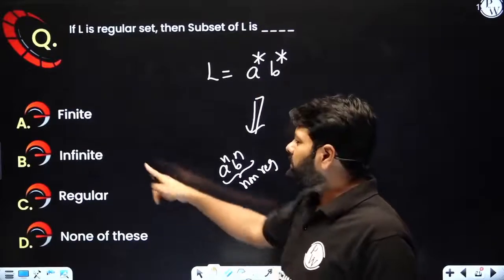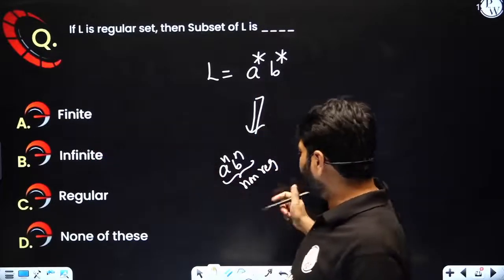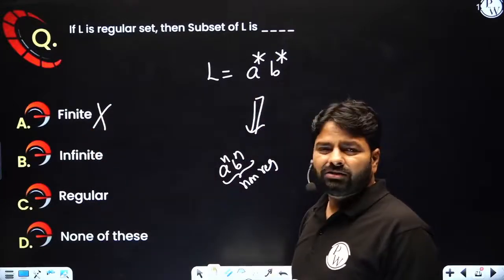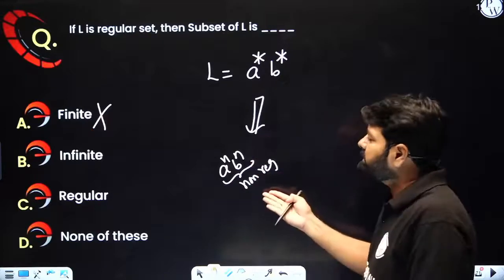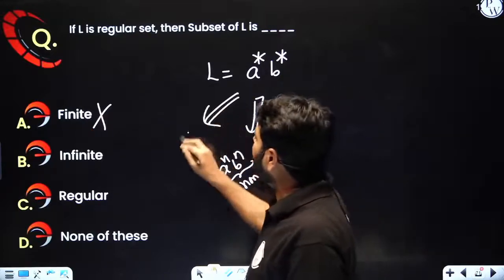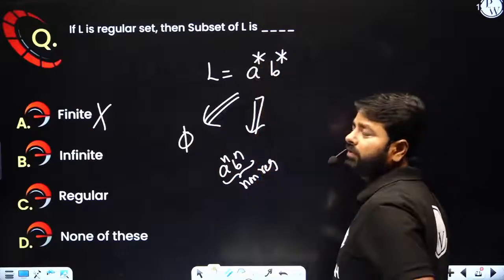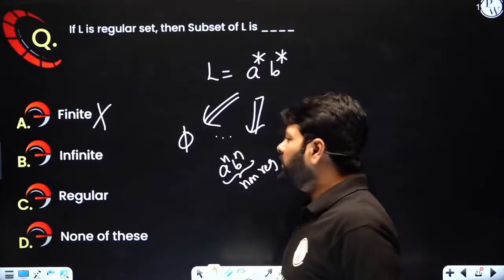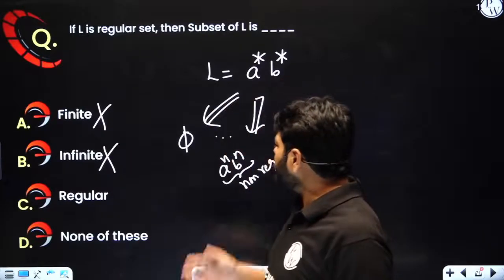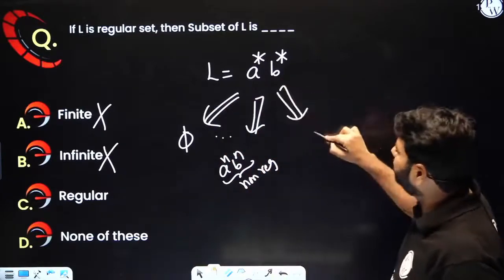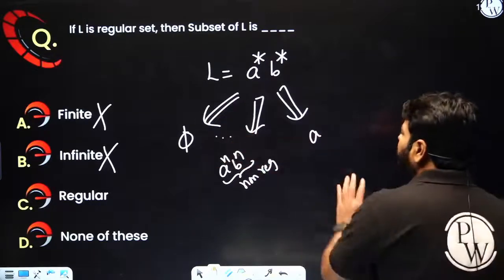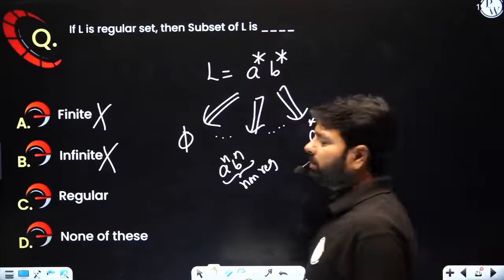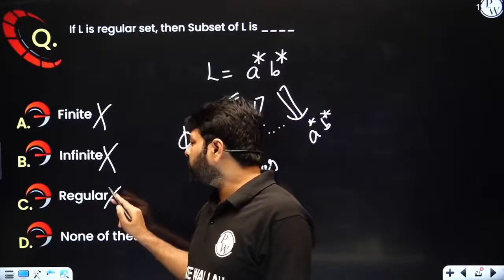But is it finite always? No, this is infinite, right? So it's not always finite. Is it always infinite? I'm giving only one example, but there are various subsets here. The empty set is also a subset of L. There are infinitely many subsets possible because the language is infinite. So don't say always infinite, that's wrong. Don't say always regular. The empty language is of course regular, and there are many subsets that are regular, but not all subsets are regular. Only some subsets are regular.